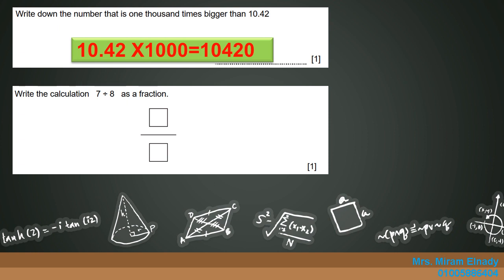How can I write 7 divided by 8 as a fraction? Remember that division and fraction are two faces of the same thing, like a coin with 2 different faces. 7 divided by 8 is the same as 7 over 8.